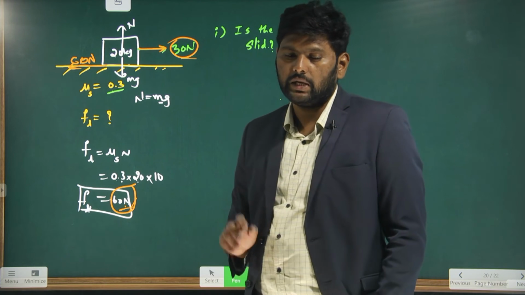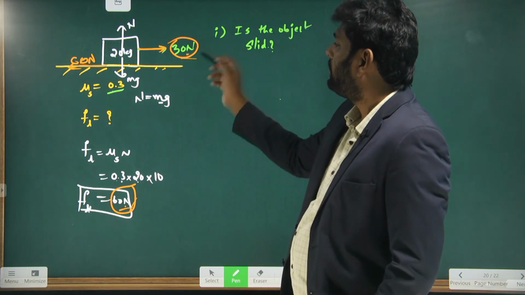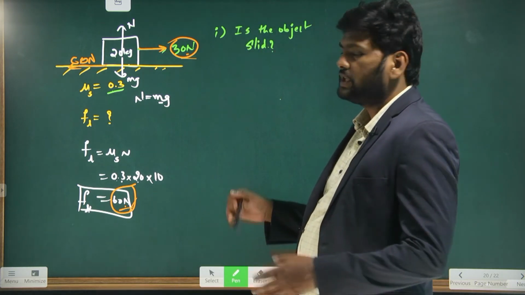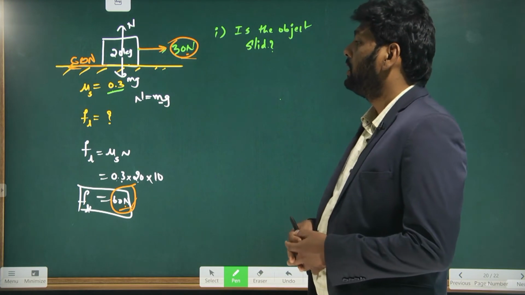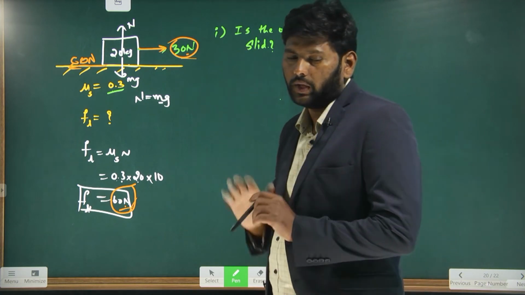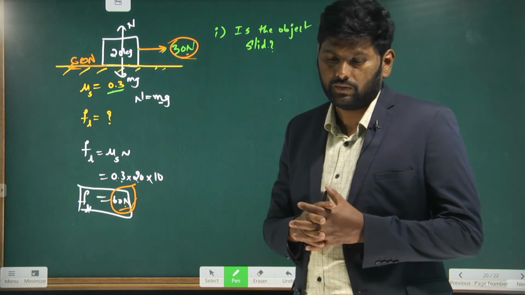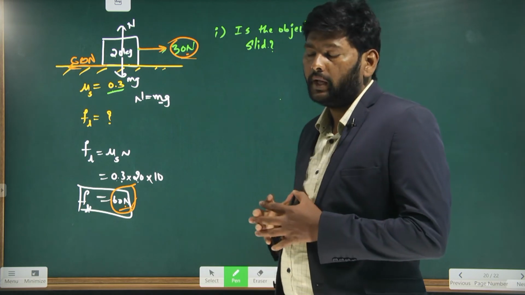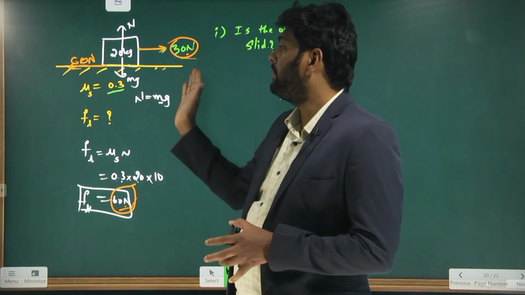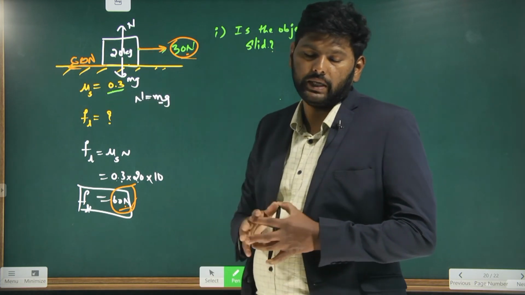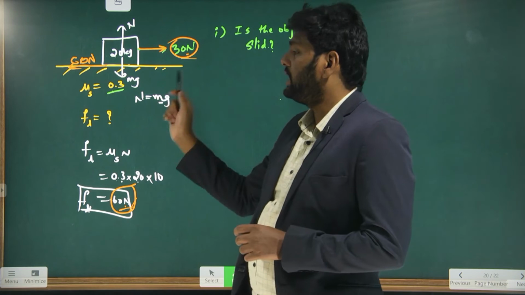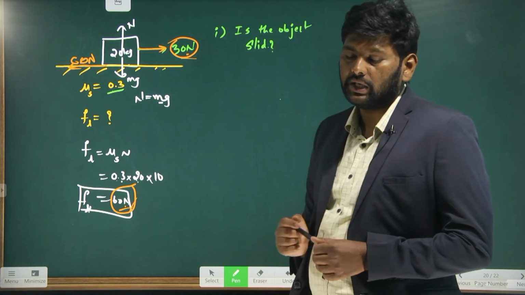The object will not slide because this 30 Newton force cannot overcome the 60 Newton force of friction. When it does not overcome, the body cannot move. When the body is not moving, the net force acting on the body is 0. Whatever the applied force is, the same amount of friction must act in the opposite direction, so the object is at rest, which means the friction is adjusted to the 30 Newton force.